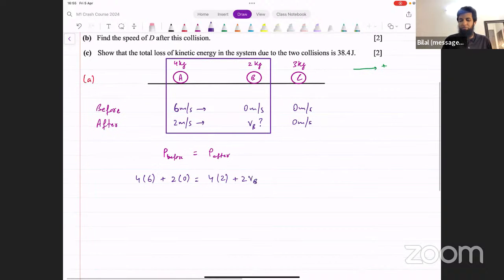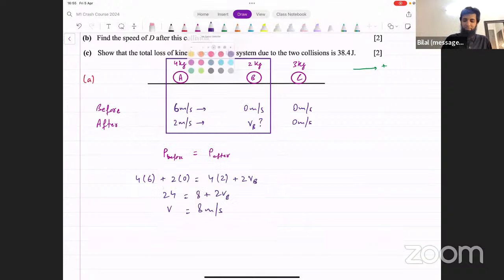We can find the value of VB from this. That's 24 equal to 8 plus 2 times VB. And VB equals 16 over 2. That's 8 meters per second. That's the speed of B after this first collision. That is what we were looking for. Okay, so we just applied conservation of momentum, and we found the speed of B after this first collision.